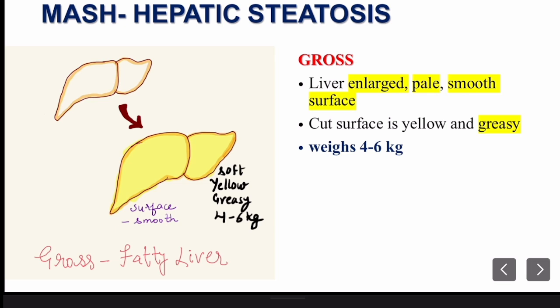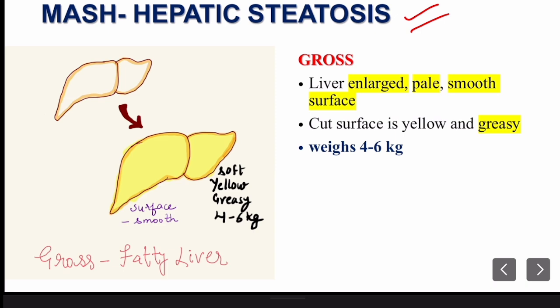Now next we come to the morphology of MASLD. It is very similar to alcoholic liver disease, so just go through my last lecture and you will get a better understanding. The first stage was hepatic steatosis. In steatosis, we know that there is accumulation of fats inside the hepatocytes.